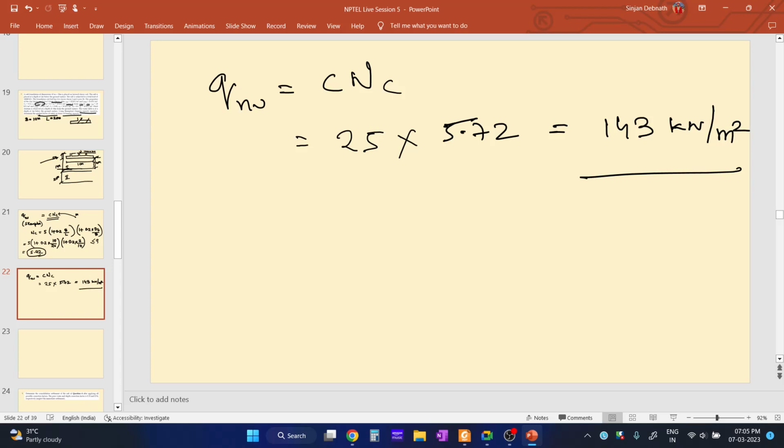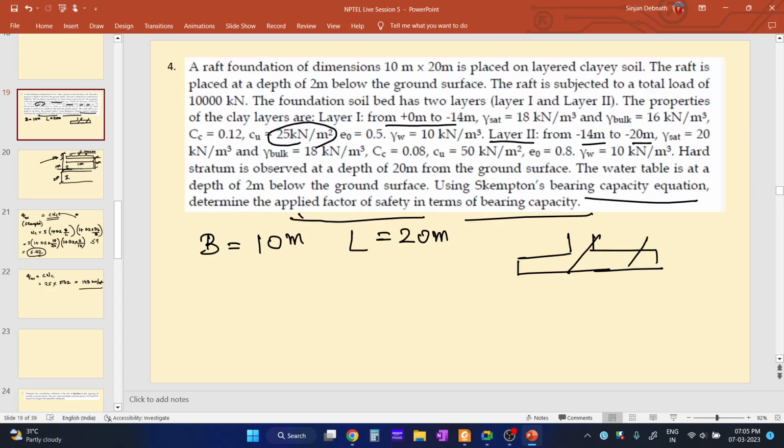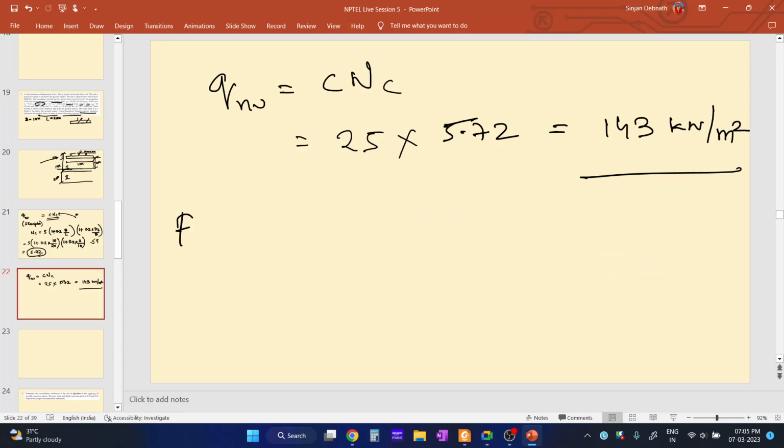Okay. So now what is the second part of this question? The second part is to determine the applied factor of safety in terms of bearing capacity. So you need to find out the factor of safety.